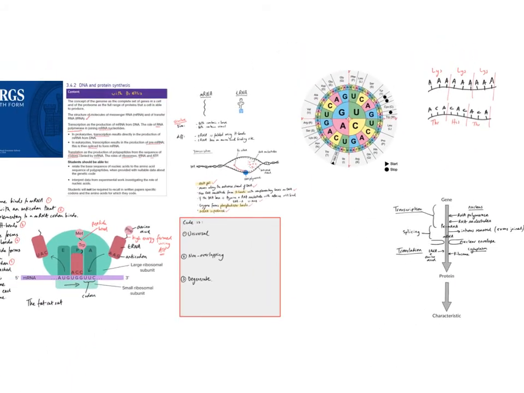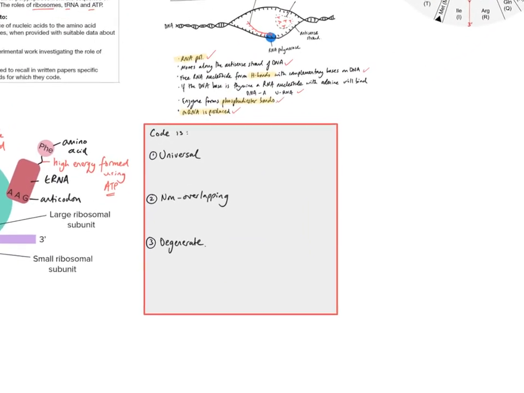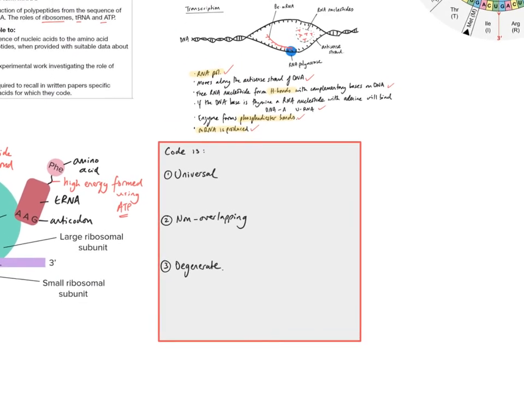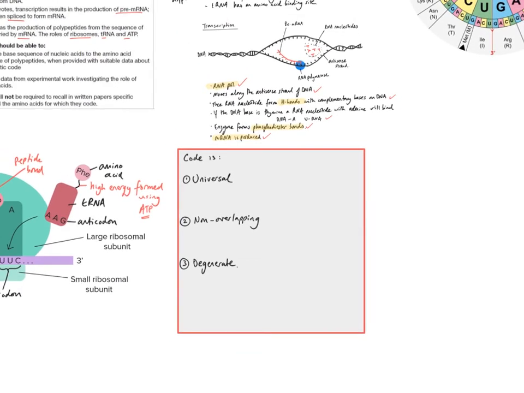But I'm almost there. So it doesn't say this here, but in another bit of the syllabus, it talks about that the code is universal, non-overlapping, and degenerate. And really, this is where the answers are to that. Universal just means that the same codons code for the same amino acids. So same codons code for same amino acids in "all" life. I put all in quotation marks just because it's technically not all.